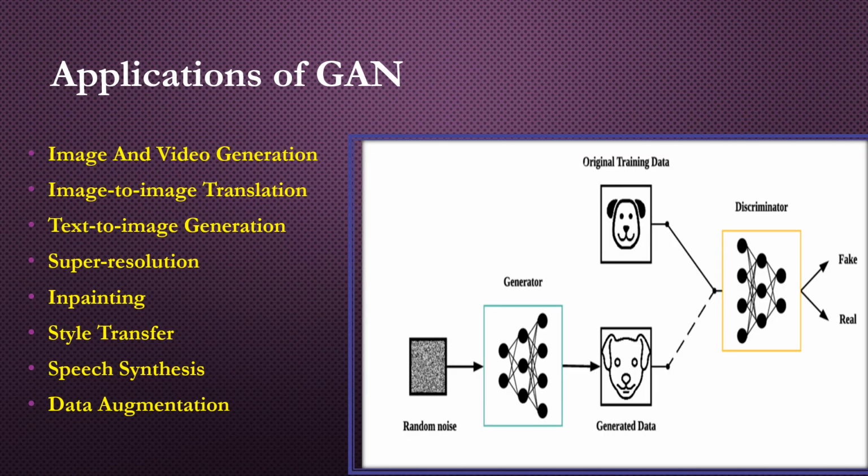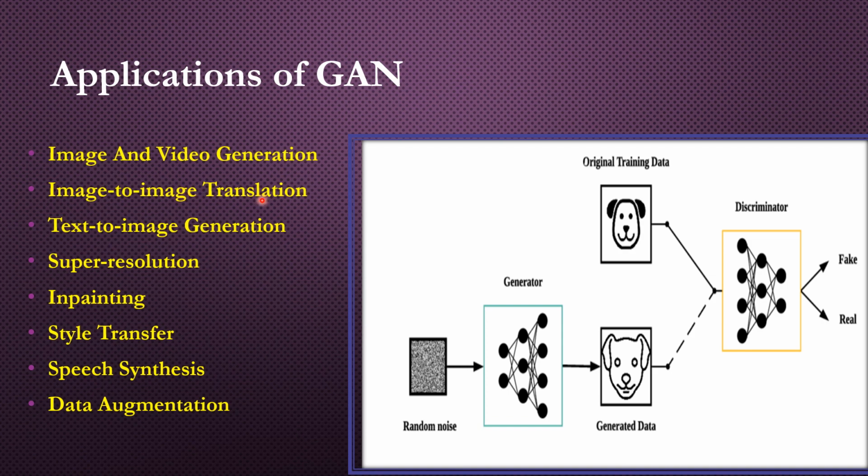Next comes the applications of this GAN. So these generative adversarial networks have a wide range of applications across various fields. Here are some examples. First is the image and video generation. So these GANs are commonly used for generating synthetic images and videos, such as creating realistic faces or landscapes. They can also be used for data augmentation, which involves creating additional training data by generating variations of existing images.